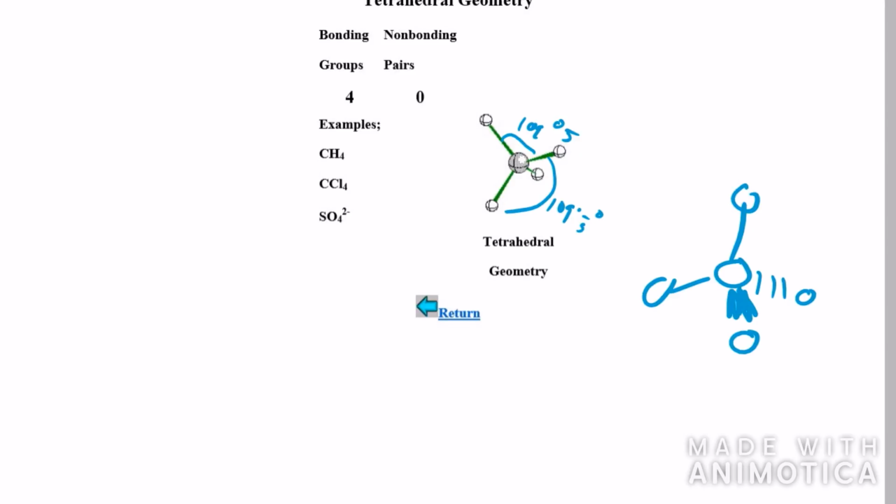So now we're going to play a game, and this is for 4 bonding, 0 unbonding. Its electron geometry is equal to the molecular geometry when you have no unbonding. And in this case, that is tetrahedral.